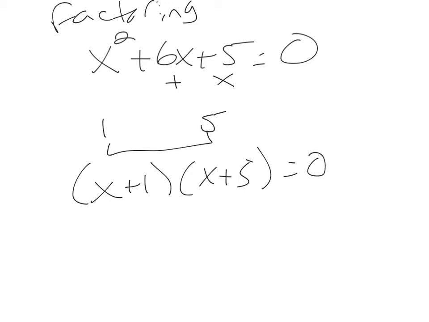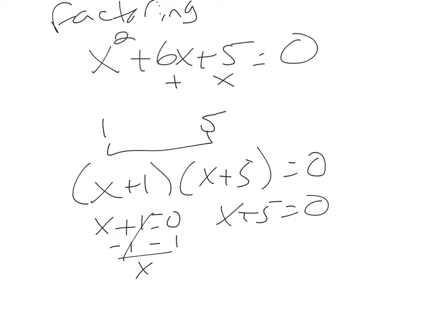Set each factor equal to 0. X plus 1 equals 0. X plus 5 equals 0. And solve. That means my roots are -1 and -5.